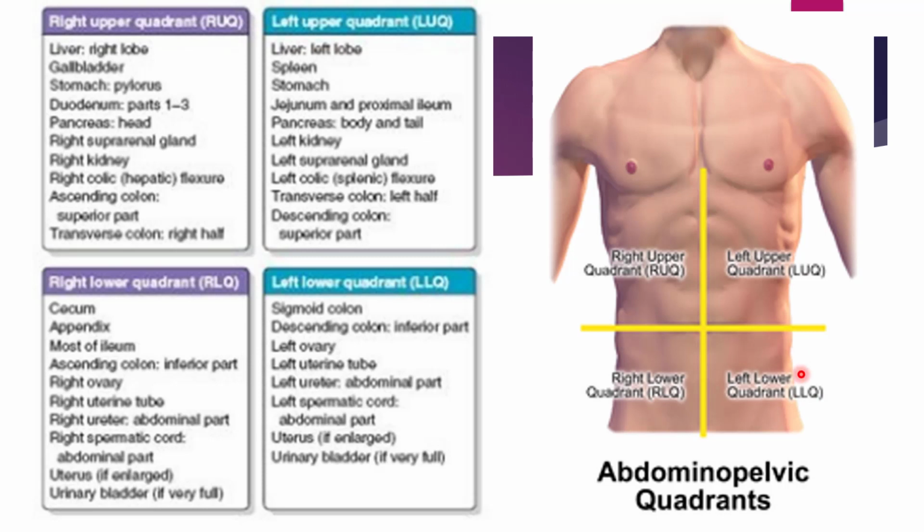In the left lower quadrant, we have the sigmoid colon and the inferior part of the descending colon. There is the left ovary and left fallopian tube in females, the left ureter, the left spermatic cord in males, and the uterus in females, and the urinary bladder also.